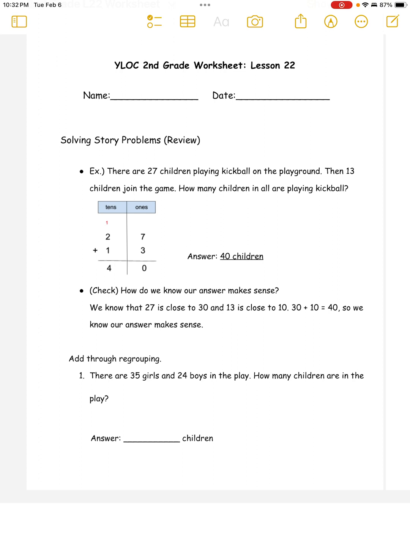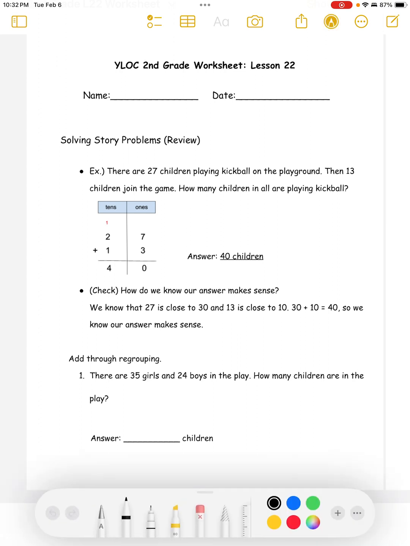So 27 plus 13. First 7 plus 3 is 10, and you'll carry the 1 over like you see right here in red, the 1 right here if you can see it. And then you'll drag it over, so 1 plus 2 plus 1 is 4. So our answer is 40 children.